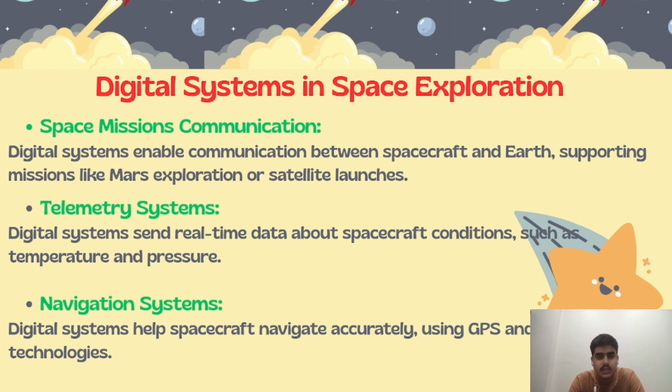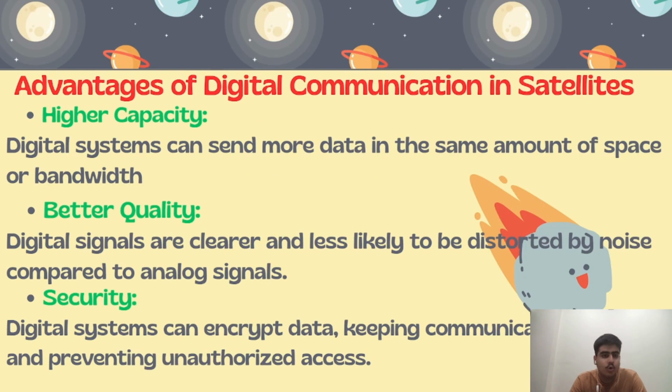Digital systems help spacecraft navigate accurately using GPS and other technologies. Next, moving forward, another topic is the advantages of digital communication and satellites. First, higher capacity: digital systems can send more data in the same amount of space or bandwidth. Next one is better quality: digital signals are clearer and less likely to be distorted by noise compared to analog signals. And the third one is security: digital systems can encrypt data, keeping communication secure and preventing unauthorized access.